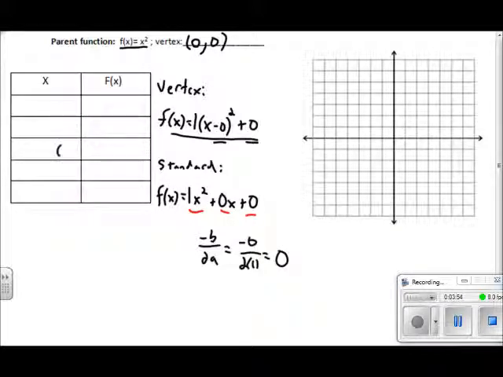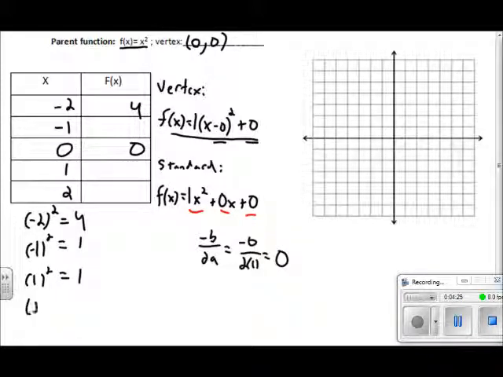Since we know where the vertex is on our table, we'll just put that right in the middle. Now, if we want to find some points around that, we'll go minus 1 and minus 2, positive 1, positive 2. So we're just doing nice points close to this 0. If we plug them in, negative 2 squared gives us 4. Negative 1 squared gives us 1. 1 squared gives us 1. And 2 squared gives us 4. So we have 4, 1, 1, and 4.